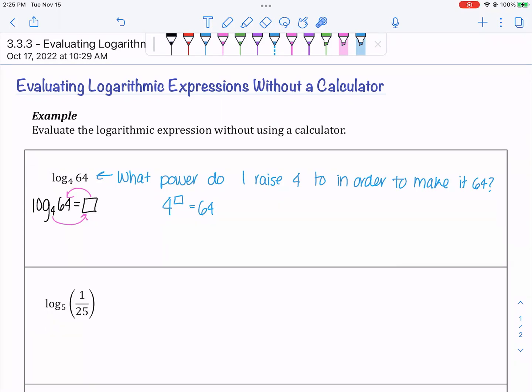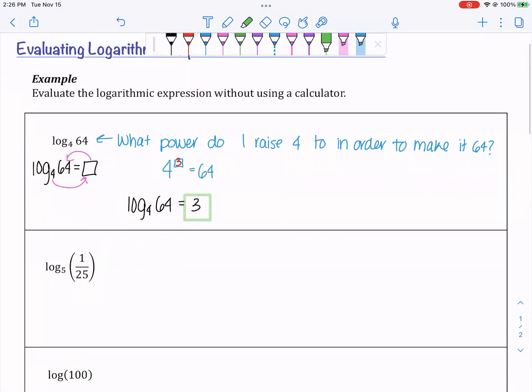Now, you might not know off the top of your head what 4 needs to be raised to make 64. You can mess around with it in your calculator. The answer is that 4 cubed is 64. So log base 4 of 64 is 3. Next, log base 5 of 1 over 25.